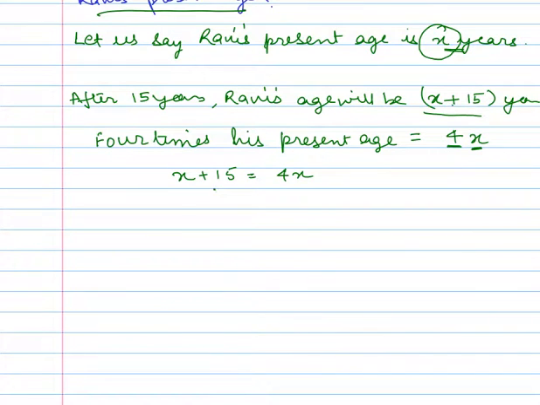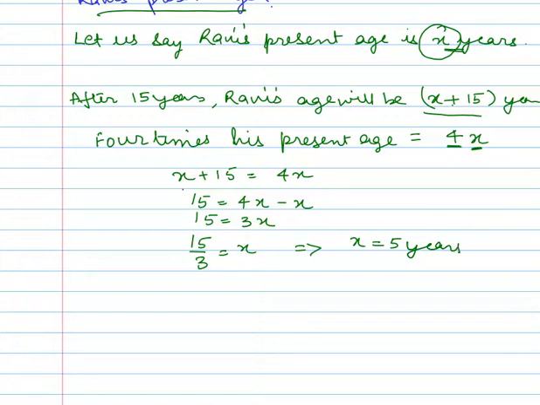Now we will solve the equation to find the value of x. We will take this x to the right hand side. So 15 is equal to 4x minus x. 15 is equal to 3x. We will move 3 to the left hand side. So 15 by 3 is equal to x. This means x is equal to 5 years. So it is asking Ravi's present age. We have already found the answer. This is the answer, right?